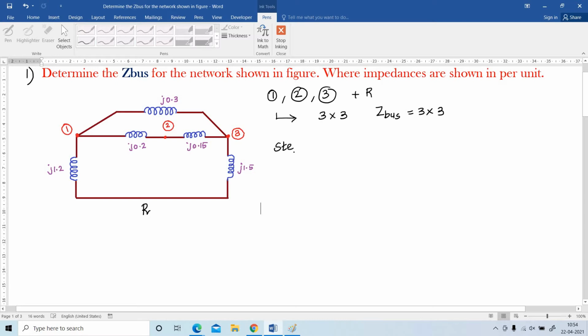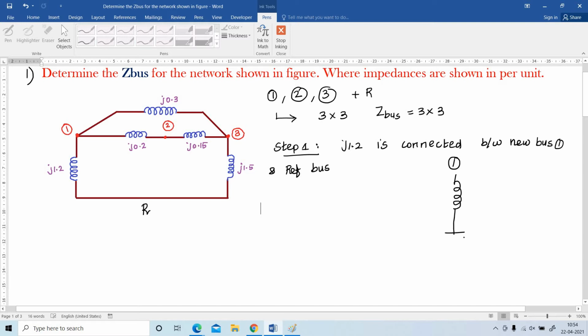Step number 1. J1.2 is connected between new bus 1 and the reference bus. I am going to draw this one. This is the reference bus, and J1.2.